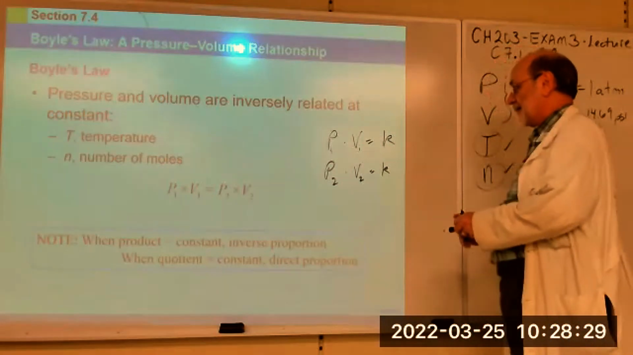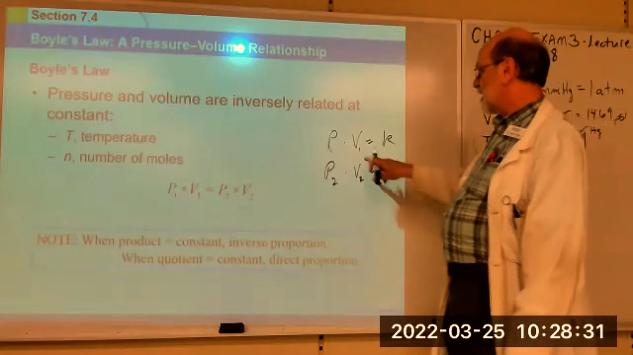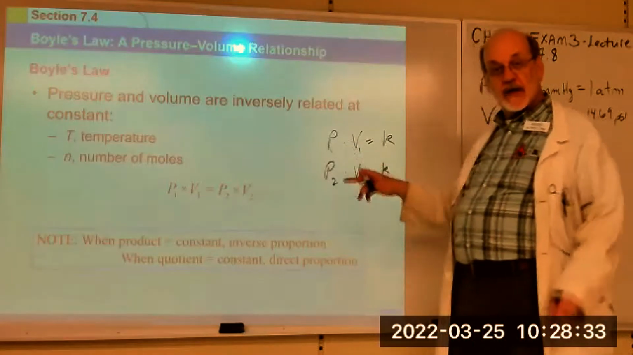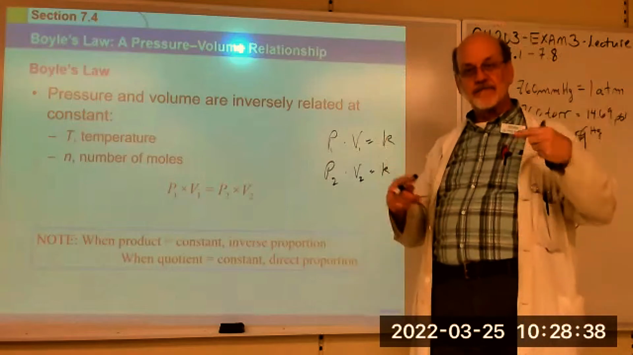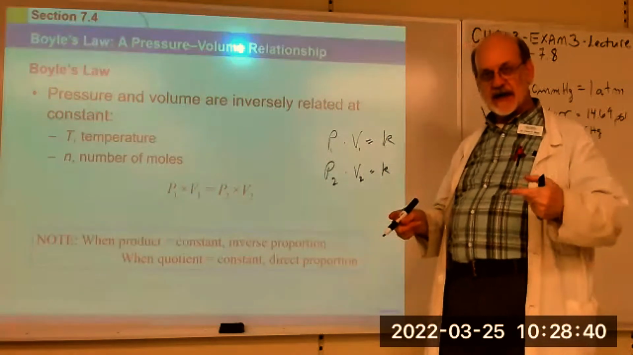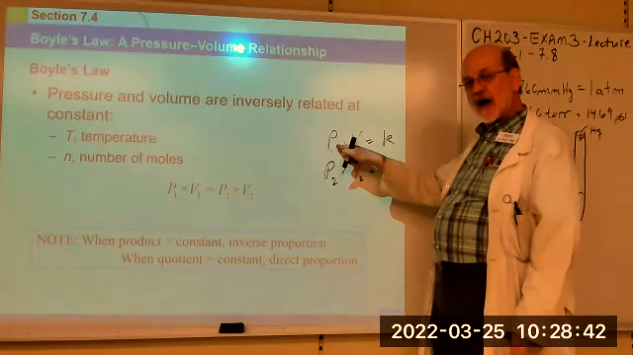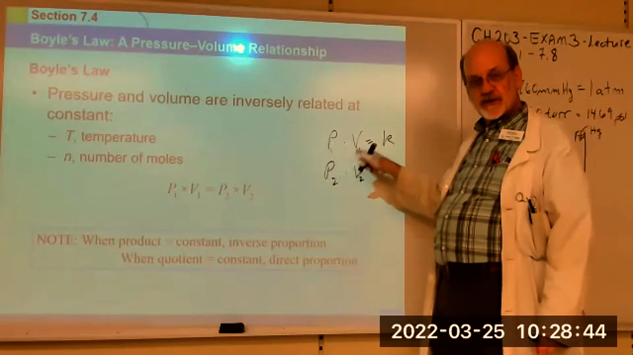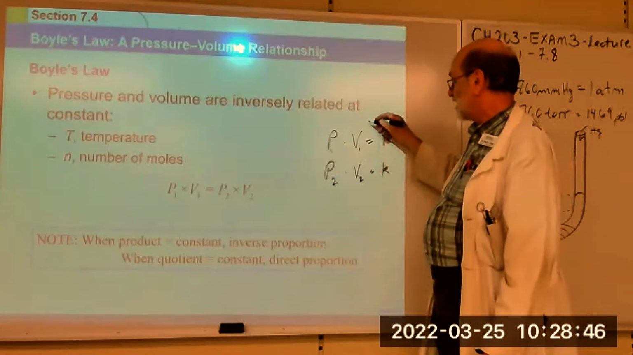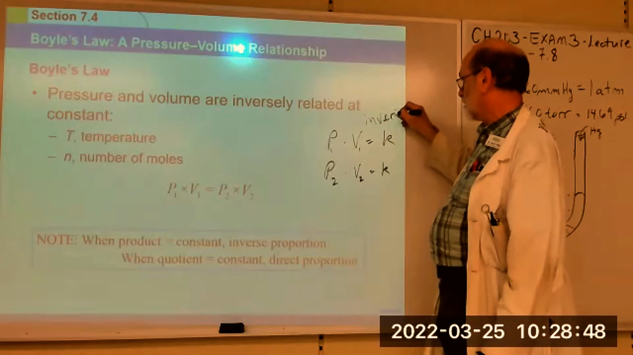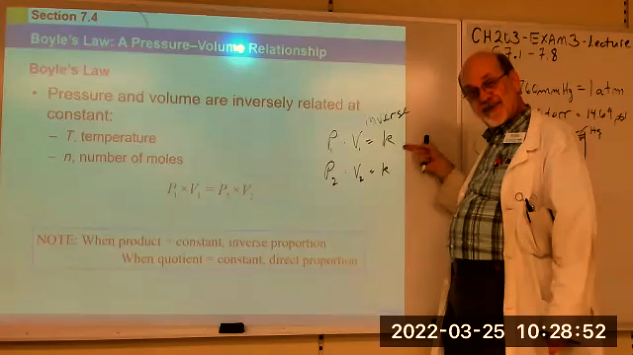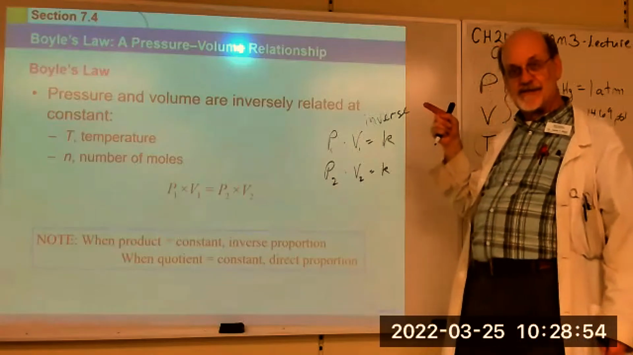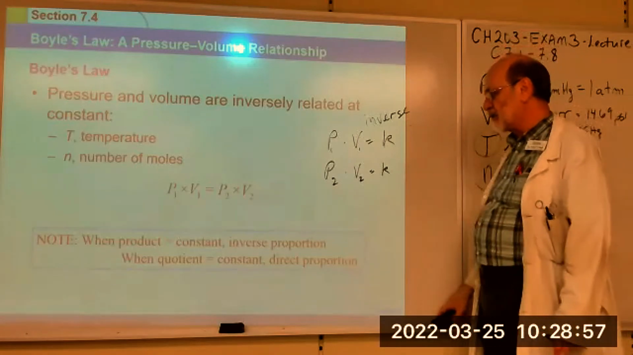What else does this say? This says that pressure times volume, one goes up, the other goes down. That's an inverse proportion. Anytime you have a product of two variables equal to a constant, that's an inverse proportion, because if one goes up, the other has to go down in order to keep that constant. Right? That's an inverse proportion.